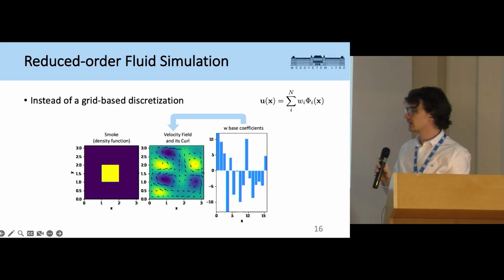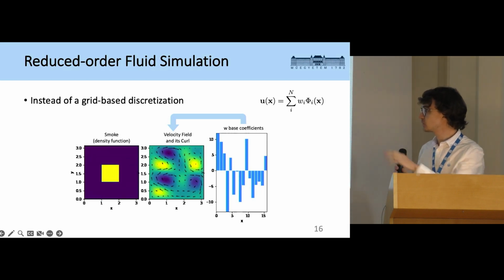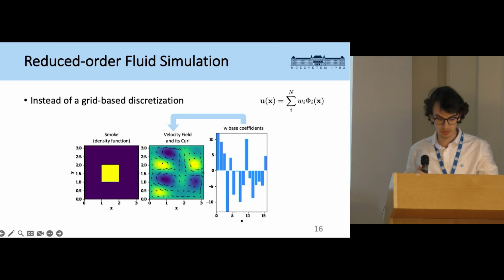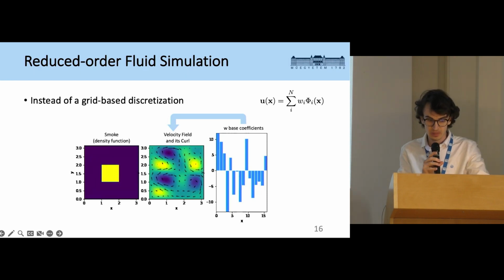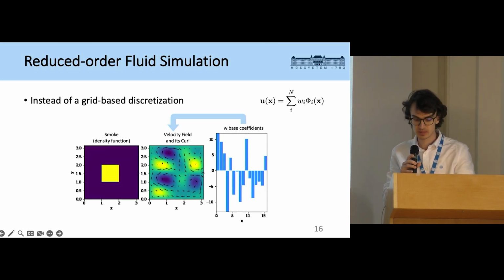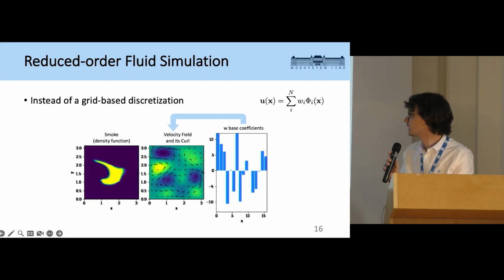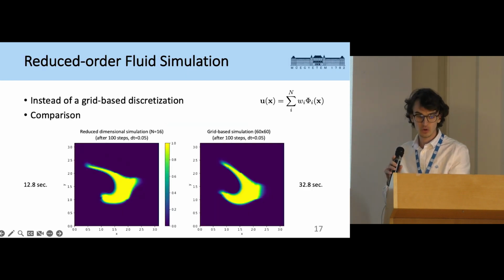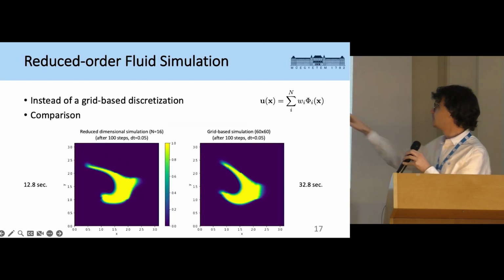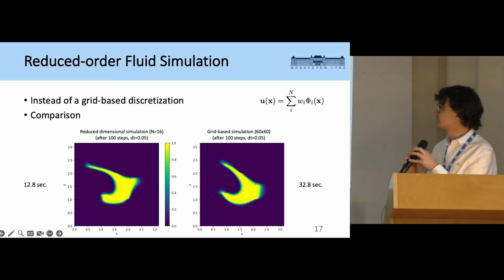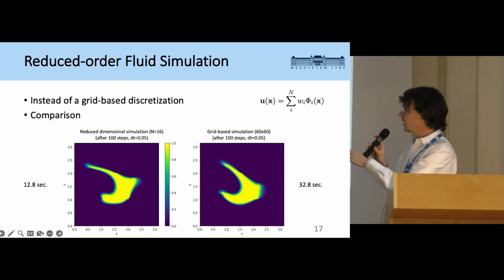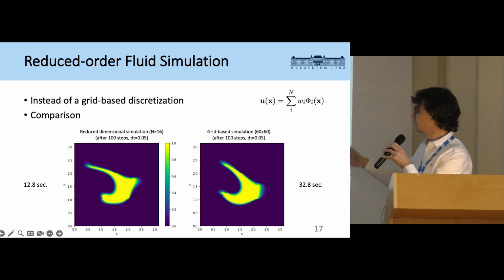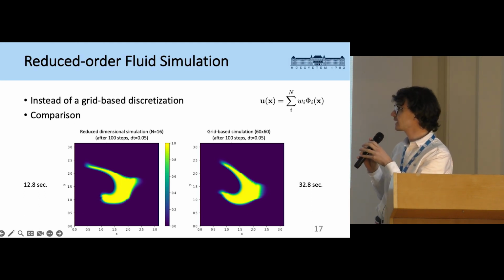And in this reconstructed grid representation, we can then use our regular methods to advect some smoke, for example, as given by its density function. Here I am showing you how the base coefficients were evolved, and then comparing the previously shown grid-based simulation as discretized on a 60 by 60 grid. Here we can see the simulation ran in about 33 seconds.